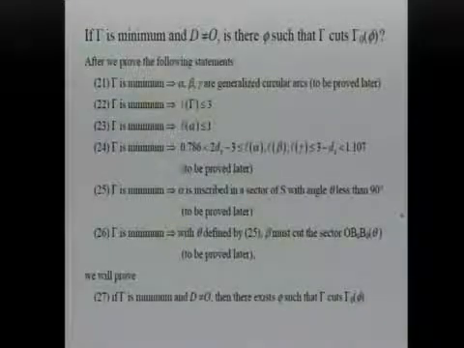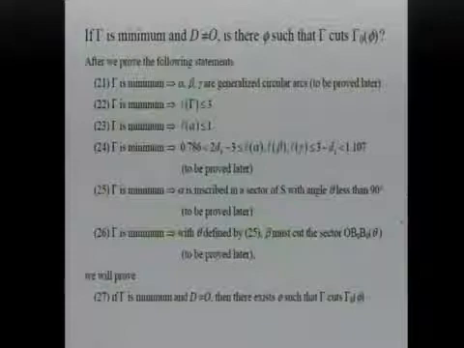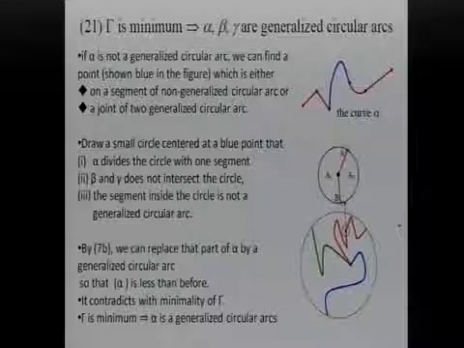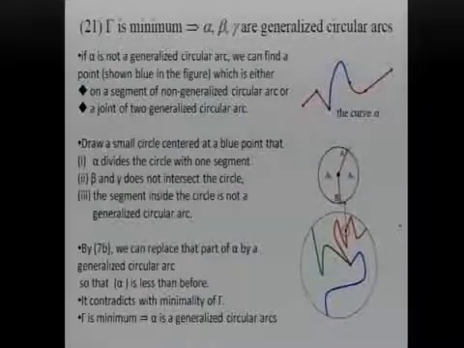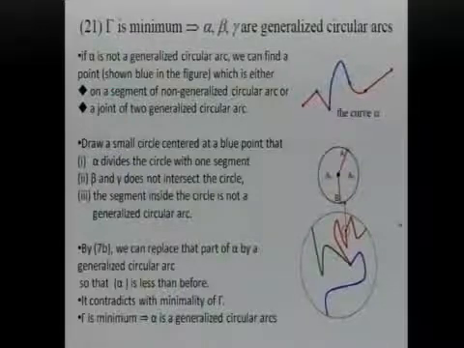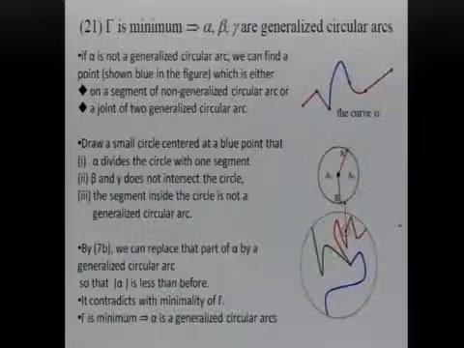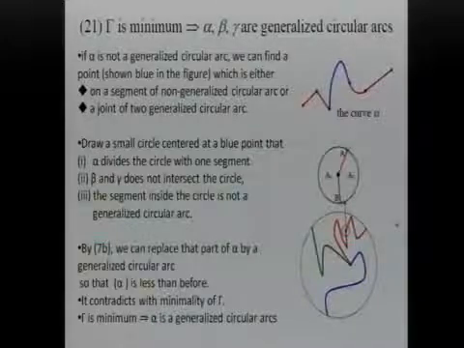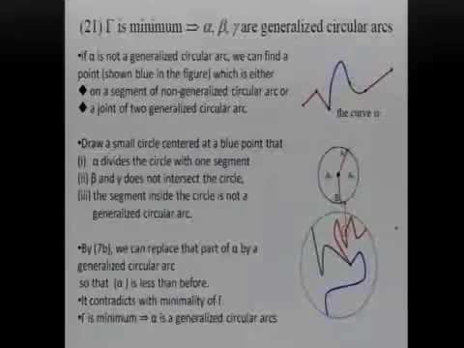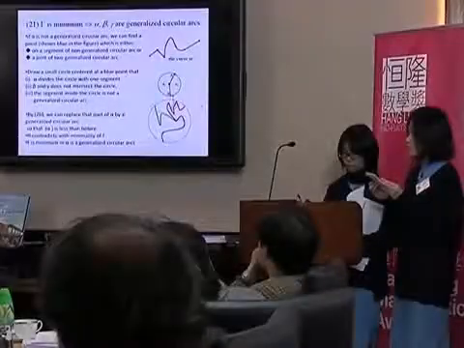We have prepared statements 21 to 26 to prove statement 27. For statement 21, if alpha is not a generalized circular arc, we can find a point which is either on a segment of a non-generalized circular arc or a joint of two generalized circular arcs. We can draw a circle at this point and replace the line by generalized circular arcs. Repeat to do it, then alpha and beta and gamma become generalized circular arcs.